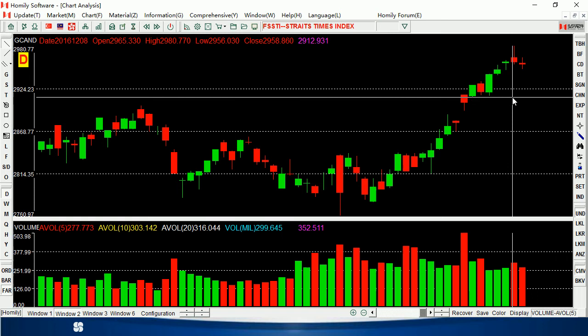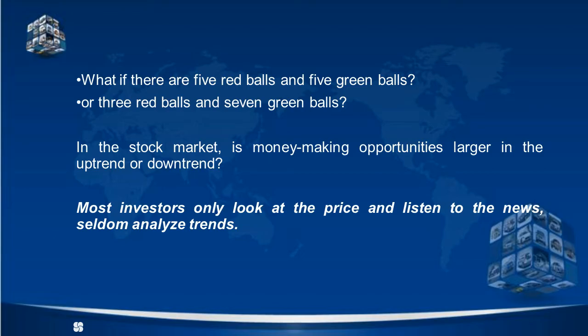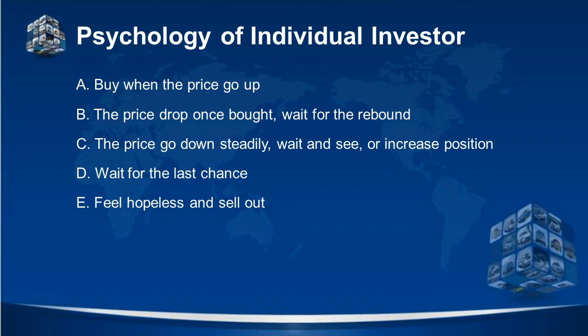Okay, so let's continue our class with the psychology of individual investors, because we are all individual investors, right? The first one: buy when the price goes up. The next one: the price drops once, wait for the rebound. You want to make money in the stock market, but you see the price drop after you buy, then you will wait and see, waiting for the rebound. Maybe you will think that the price may go up again.